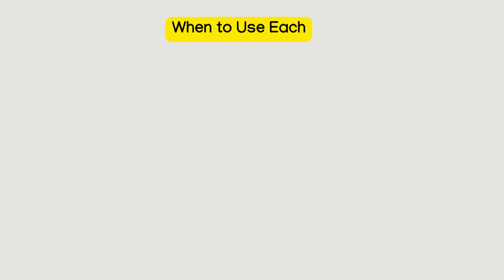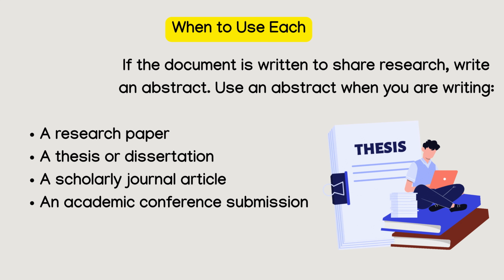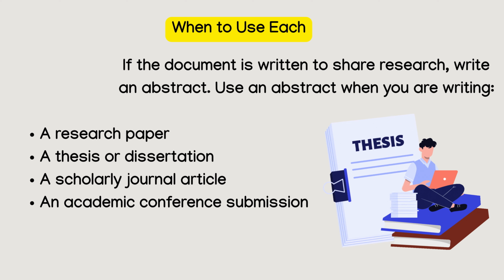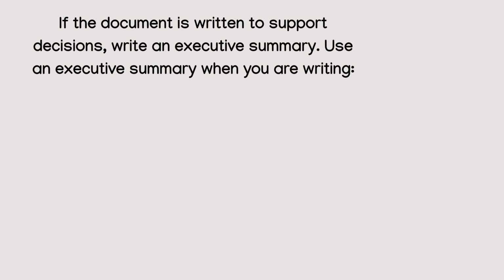When to use each: if the document is written to share research, write an abstract. Use an abstract when you are writing a research paper, a thesis or dissertation, a scholarly journal article, or an academic conference submission. If the document is written to support decisions, write an executive summary.